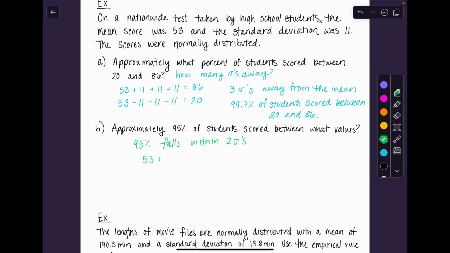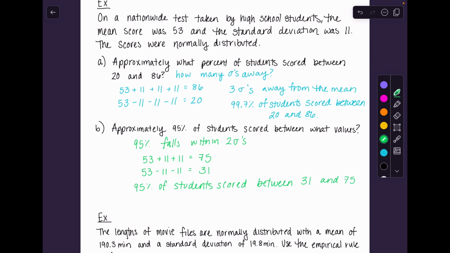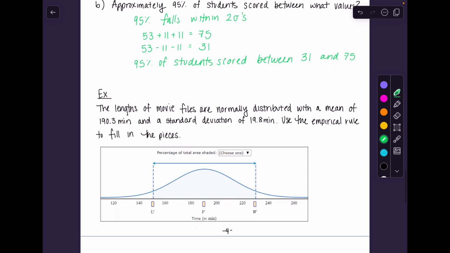So one way I'm going to do that is I'm going to add 2 standard deviations. This gives me my upper bound of 75. And then if I subtract 2 standard deviations, that gives me my lower bound of 31. So my range that 95% of students fall within, so 95% of students scored between 31 and 75. So it gives you the upper and lower values of the range. Okay. So let's try one more.